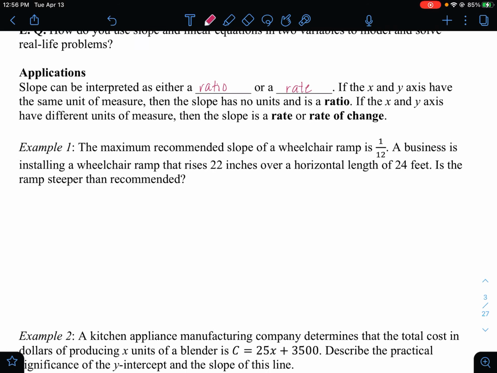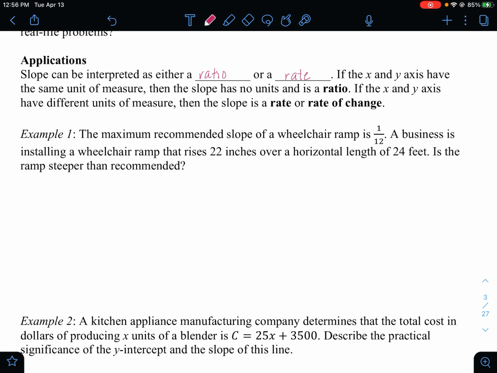All right, so let's take a look at our first example. It says the maximum recommended slope of a wheelchair ramp is 1/12. A business is installing a wheelchair ramp that rises 22 inches over a horizontal length of 24 feet. Is the ramp steeper than recommended? So that's what we need to think about. So that means we have to find what the slope is.